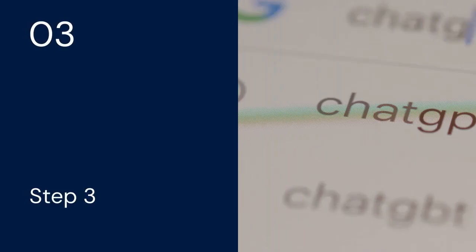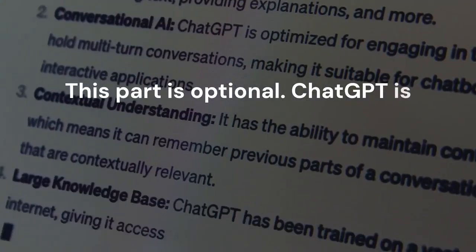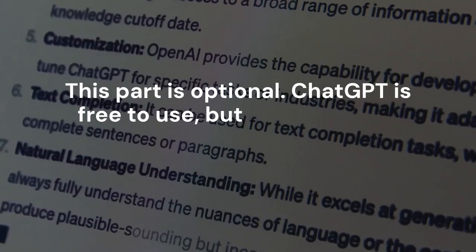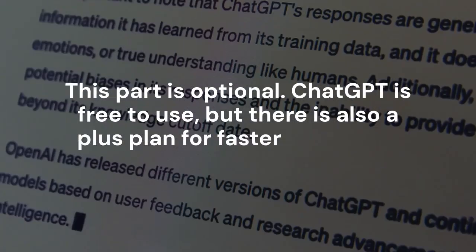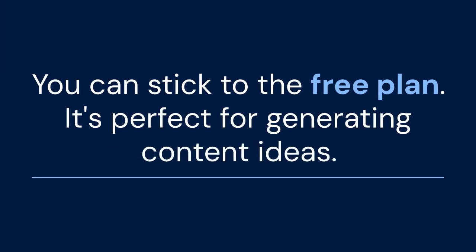Step 3. Choose a plan. This part is optional. ChatGPT is free to use, but there is also a Plus plan for faster responses and extra features. You can stick to the free plan, it's perfect for generating content ideas.